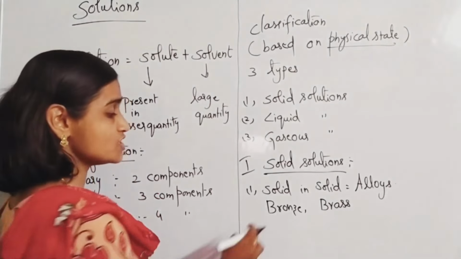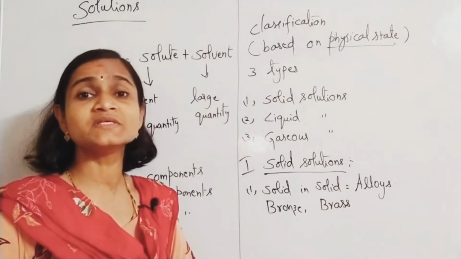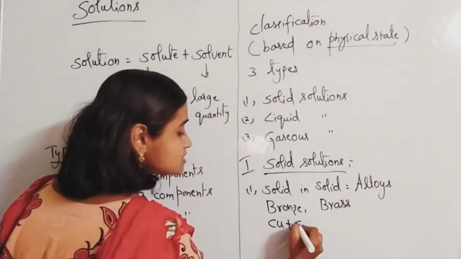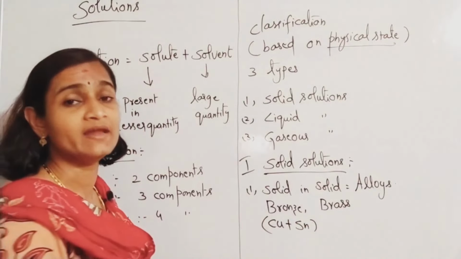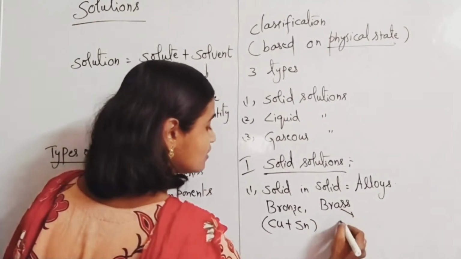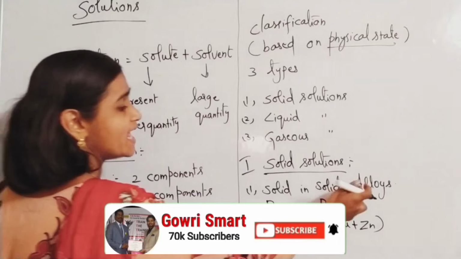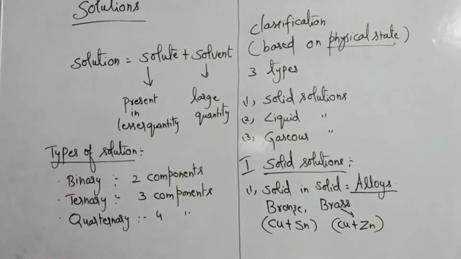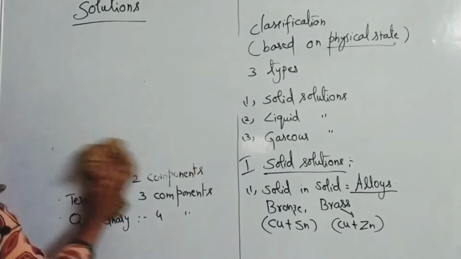Bronze is a mixture of copper and tin. Brass is a mixture of copper and zinc. Here both are metals and both are solids. Copper and Sn means what? Tin. Brass is a mixture of what? Copper and zinc. So alloys are examples of solid solutions, in which both solute and solvent are solids only. Here copper and zinc, both are solids only.